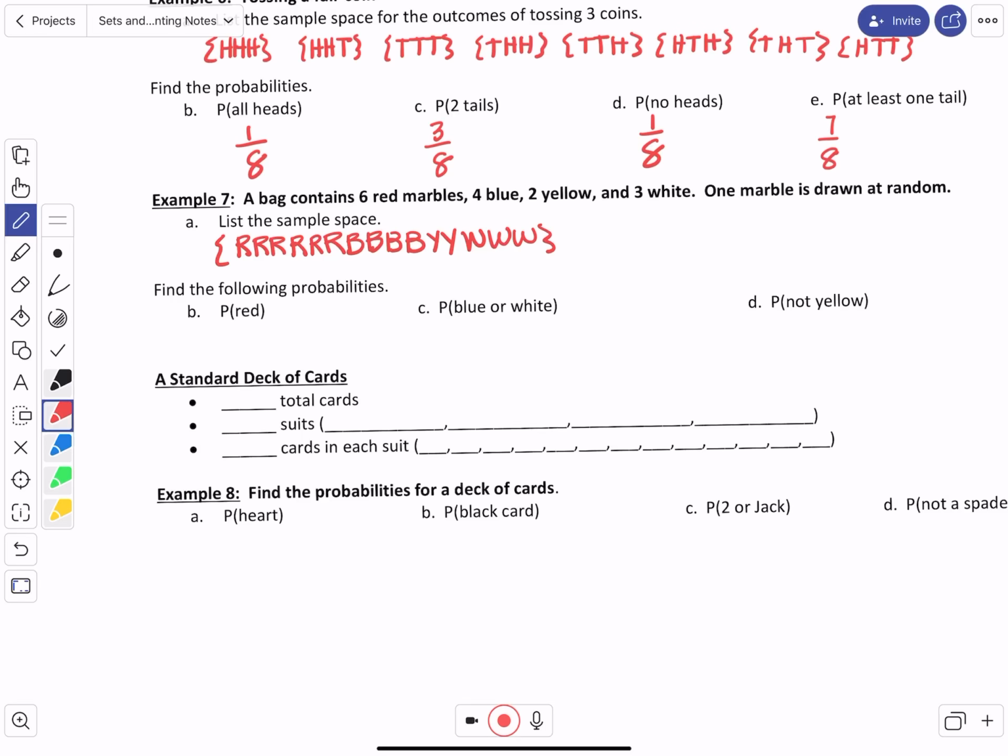So your following probabilities, the probability of red would be 6 out of 15, which would reduce to 2/5 because you have 15 total marbles and 6 of those are red. Now, blue or white would be 7 out of 15 because you've got 4 blue and 3 white. That's a total of 7, and 7 over 15 does not reduce. Not yellow, so you have 2 yellow, so 15 minus 2 is 13. So that's 13 out of 15.